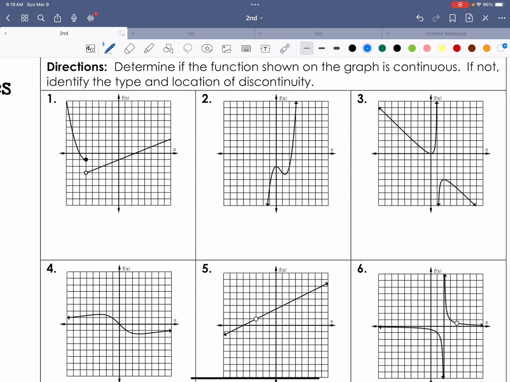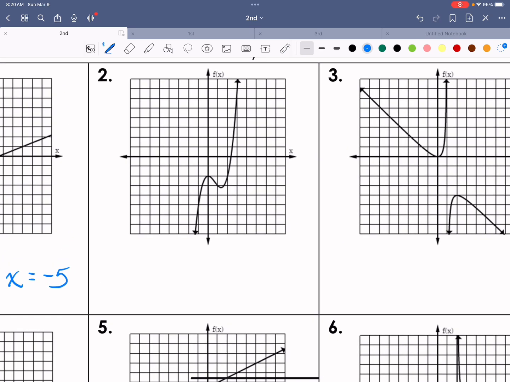Now let's try some examples. Example 1, we want to determine if the function on the graph is continuous. If not, we want to identify the type and the location. So we look here, this graph is not continuous from left to right. So where does it break? Well, there's a hole here and there's a break in the graph. So what is this point? 1, 2, 3, 4, 5 to the left. So it is no. This is a jump, and it is at x equals -5.